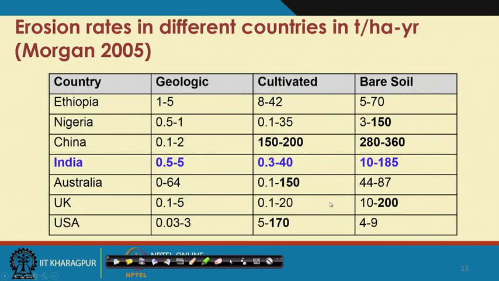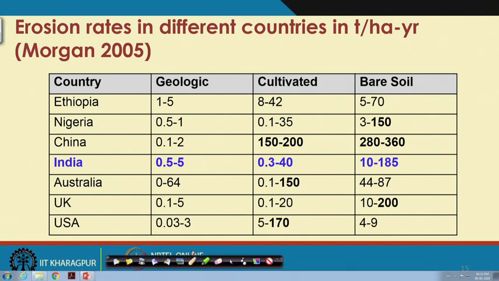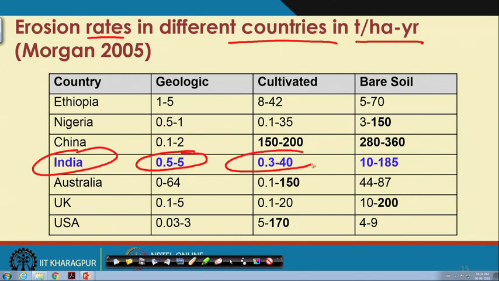Then, this is data presented by Morgan in 2005, showing the erosion rates in different countries in tons per hectare per year. We will focus on India. In India, the geological erosion rate is 0.5 to 5 tons per hectare per year. Cultivated soils result in 0.3 to 40 tons per hectare per year, and bare soil results in the highest, 10 to 125. That simply shows that we should be careful about bare soil. Wherever bare soil is there, we should cover it and plant grasses so that soil erosion can be arrested.